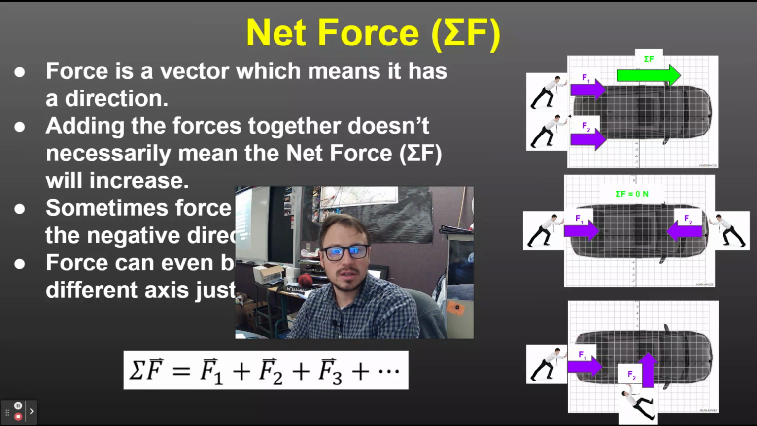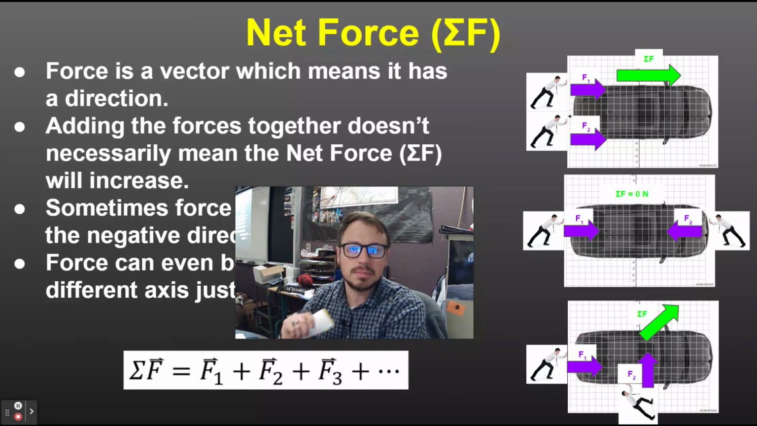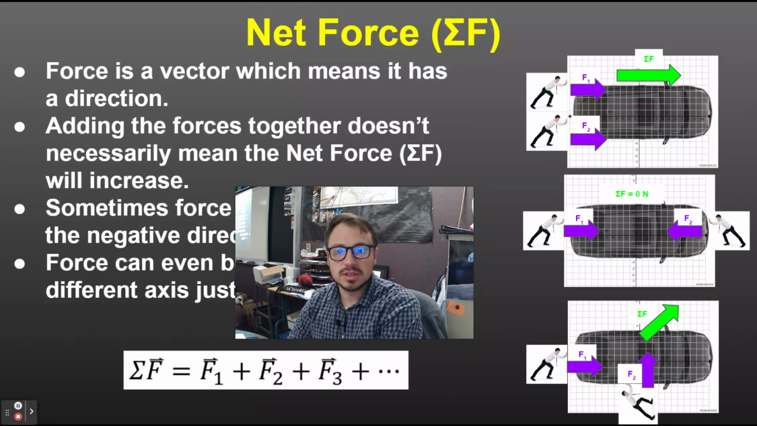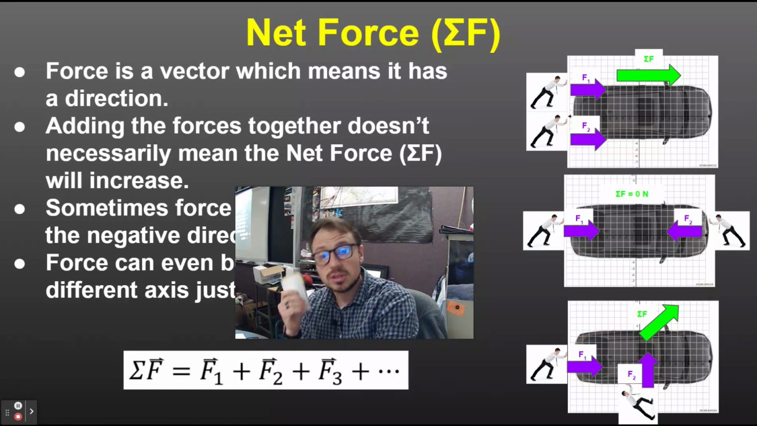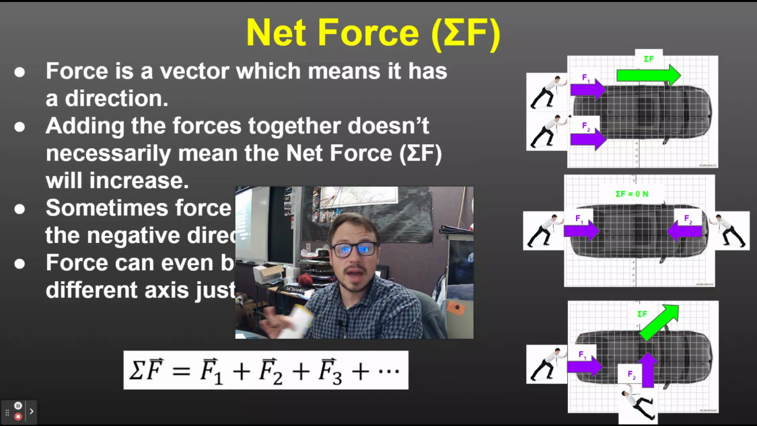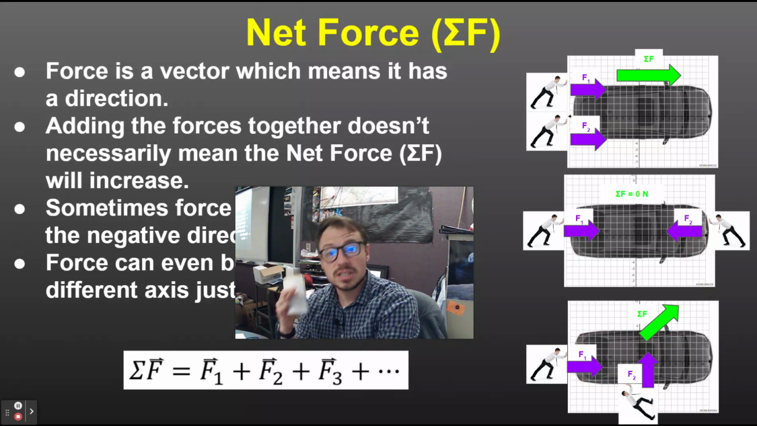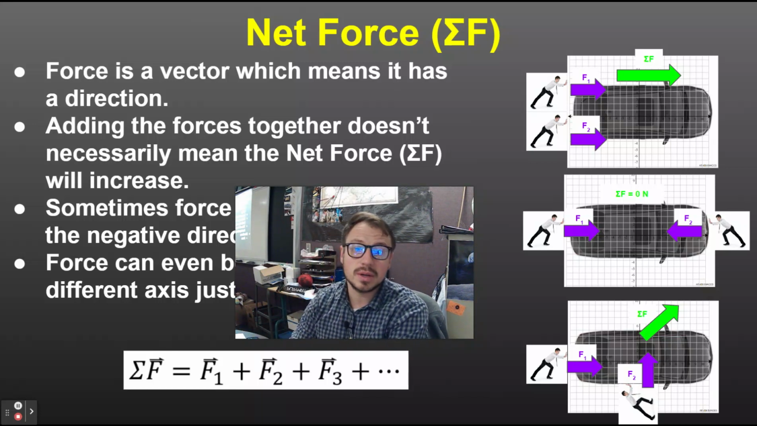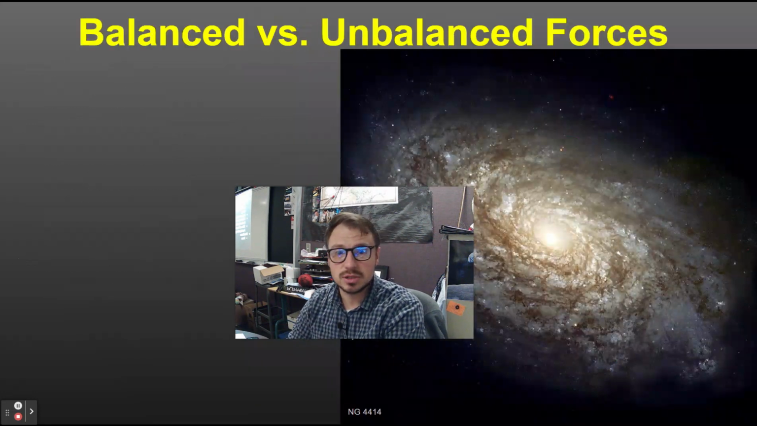And you can have something weird like at angles and then you've got friction, but we're not going to concern ourselves with that. We're just going to make sure that you understand that a force is a vector quantity. When you add them together, that doesn't necessarily mean they're getting bigger because you can be going in the negative direction or the opposite direction.